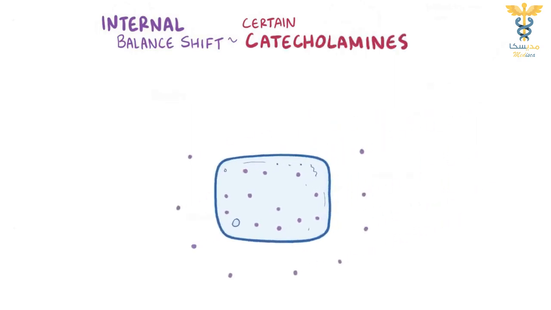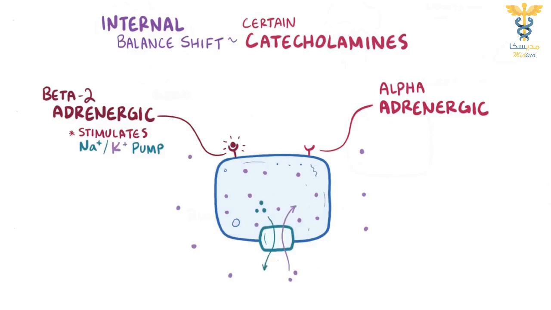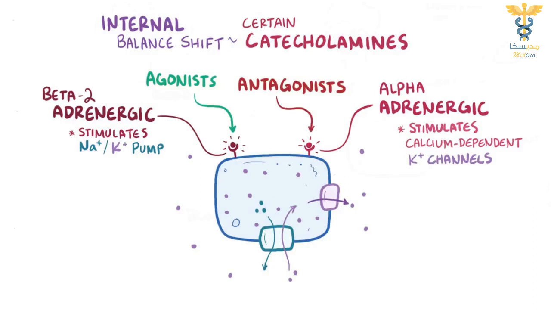Certain catecholamines can also shift potassium, and this is via beta-2 adrenergic and alpha adrenergic receptors on cell membranes. When activated, beta-2 adrenergic receptors stimulate the sodium-potassium pump, which pulls potassium from the blood into cells. Meanwhile, alpha adrenergic receptors cause a shift of potassium out of cells via calcium-dependent potassium channels. So that being said, beta-2 adrenergic agonists and alpha adrenergic antagonists both cause a shift of potassium into cells and out of the blood.